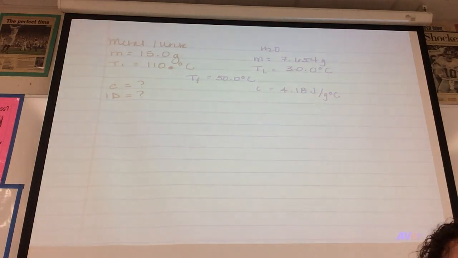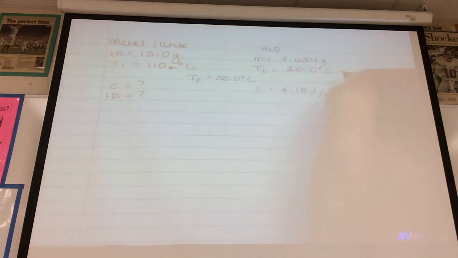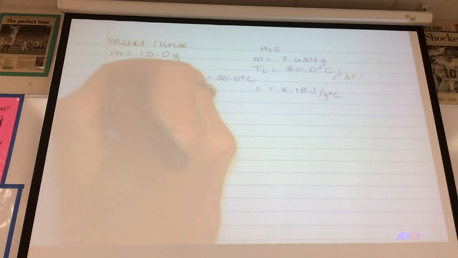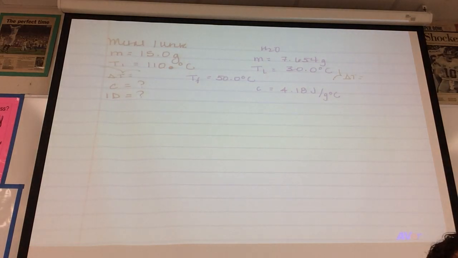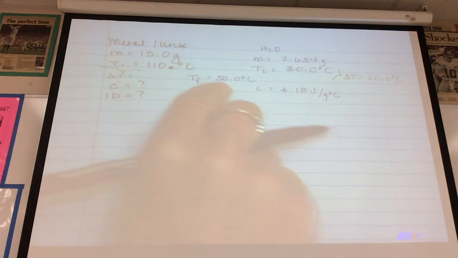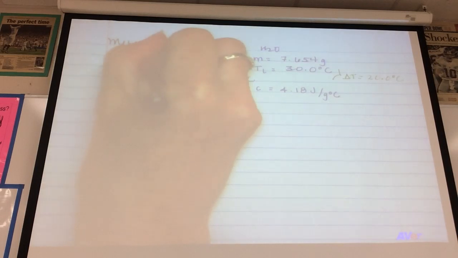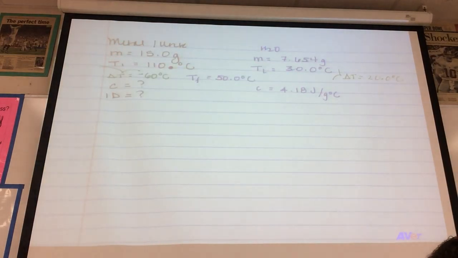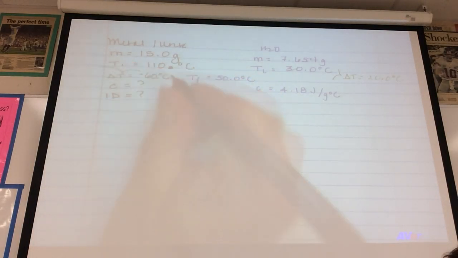You'll follow the same 3-step procedure. You may want to get the delta T's out initially. It might be easier for you to grab them from the beginning. You want to do it together? You want to do it yourself? Together? Okay. Let's get those delta T's. Final minus initial for the water is 20 degrees Celsius. Final minus initial for the metal is negative 60 degrees Celsius. No decimal point there because that one has nothing after it. If you want to keep it there, that's fine. It might be easier for you.